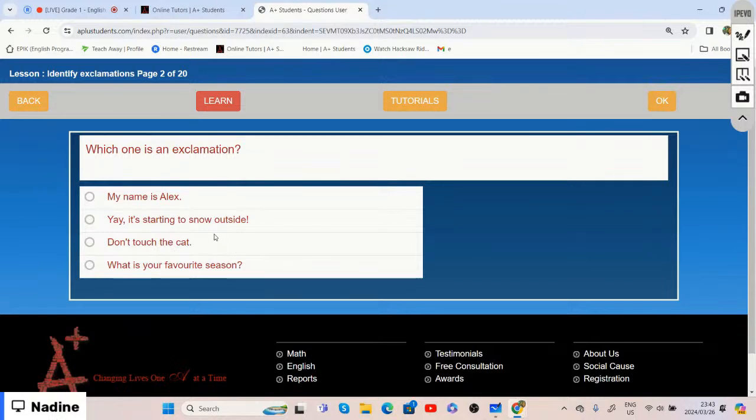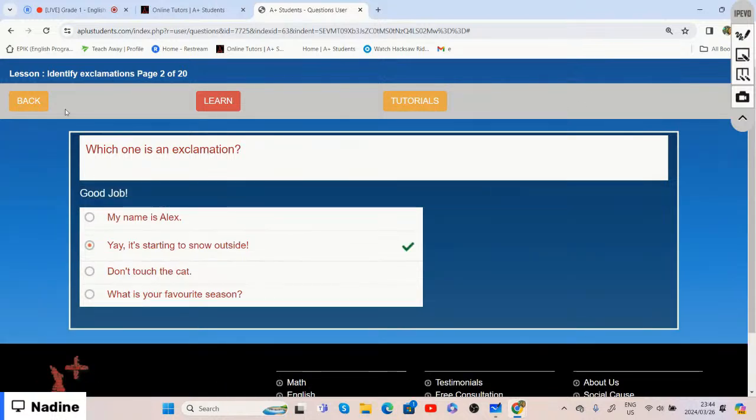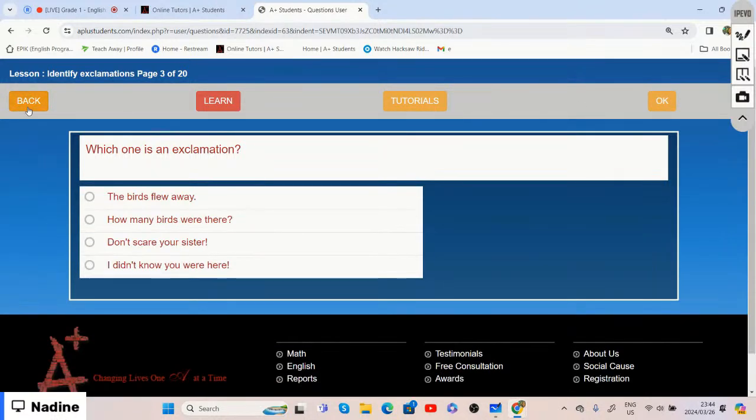All right, and if we choose the correct one, then yes, option two, which says, yay, it's starting to snow outside. That is an exclamation. Remember, we said an exclamation sentence ends with an exclamation point, right? And that one is correct.